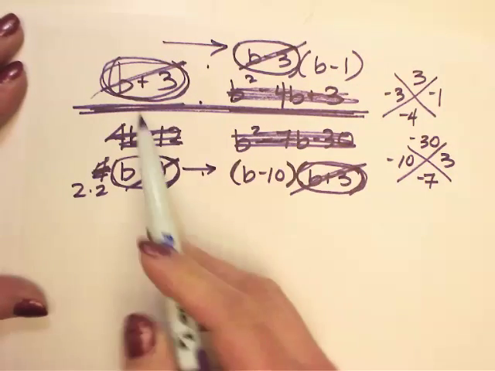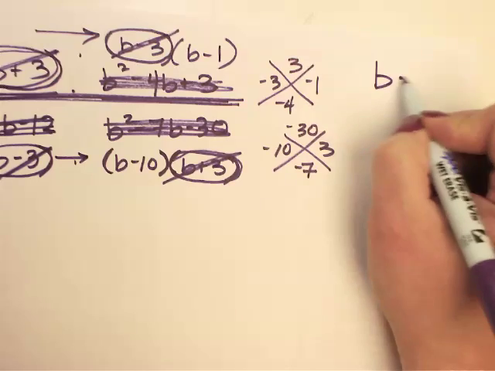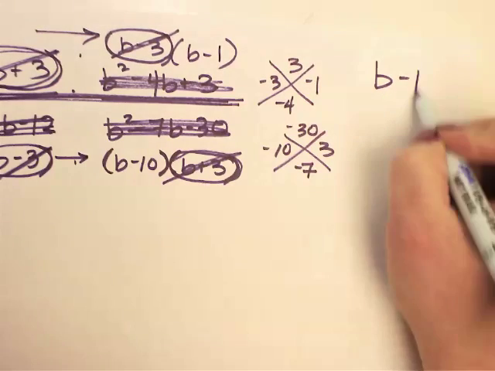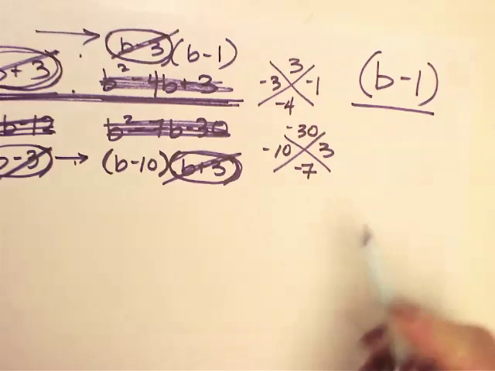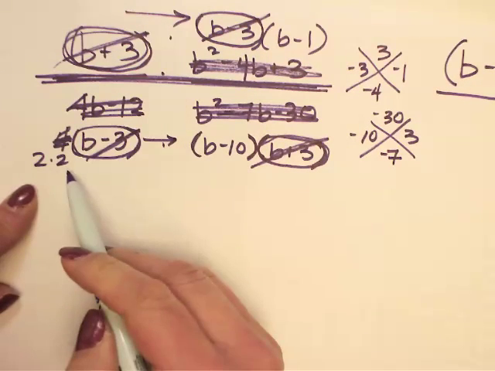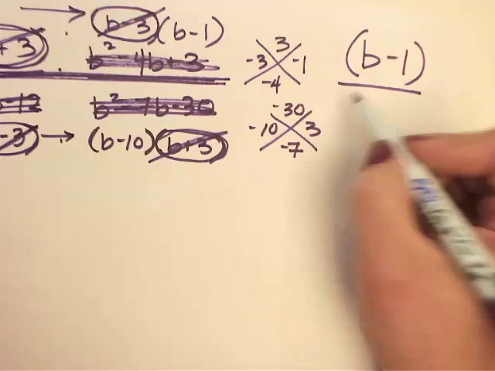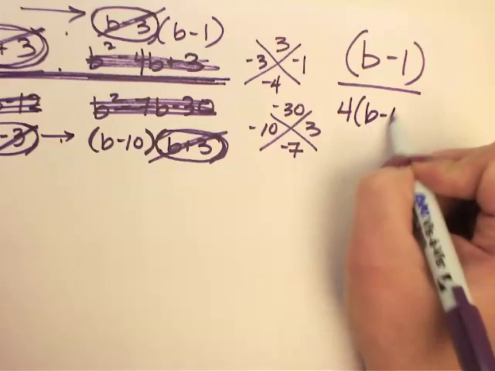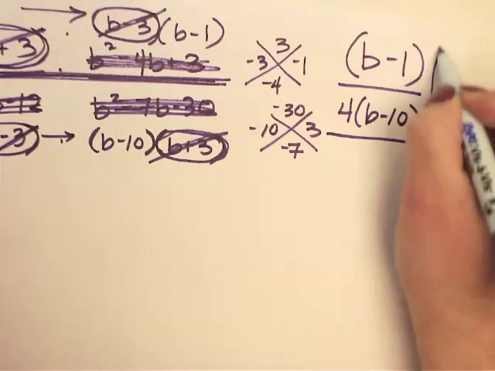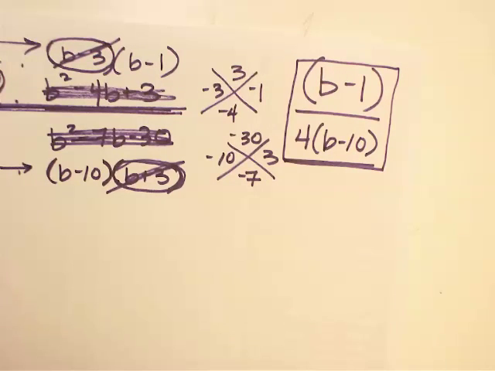On the top, I have a b minus 3. So I'm going to go ahead and write that here. b minus 1 is left on the top. And then on the bottom, I have a 2 times 2, which is 4. 4 times b minus 10 is still down here. 4 times b minus 10. And that would be my answer. Okay? Because these cannot be simplified any further.